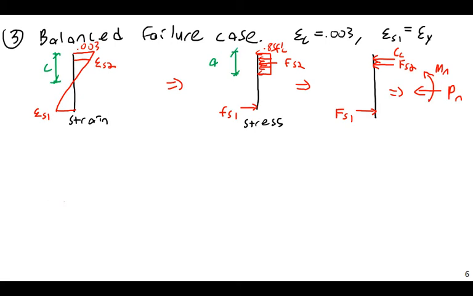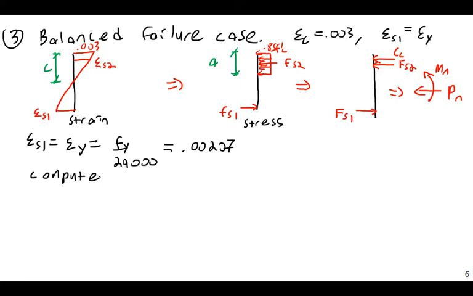So here, first, epsilon S1, again, is going to be my yield strain of steel, as I discussed previously. That's just Fy divided by 29,000. So 60 divided by 29,000 equals 0.00207. 0.00207 here.